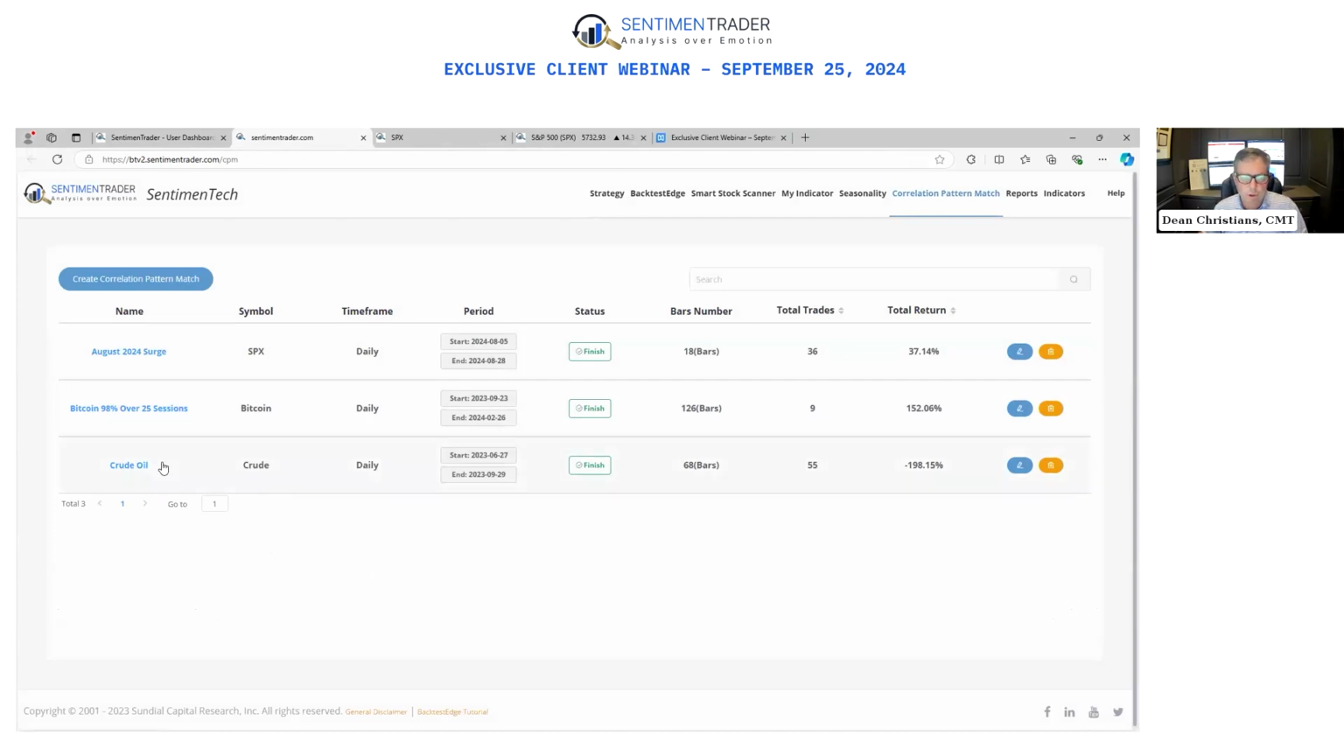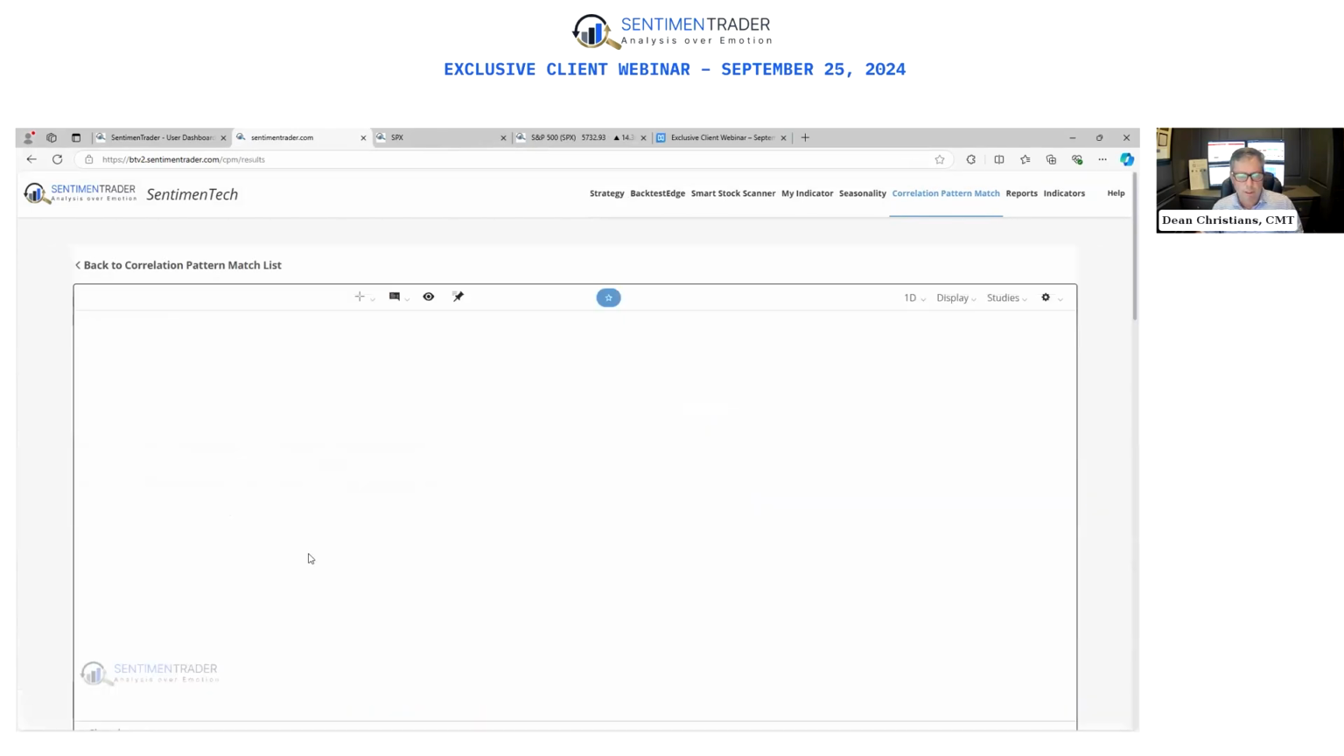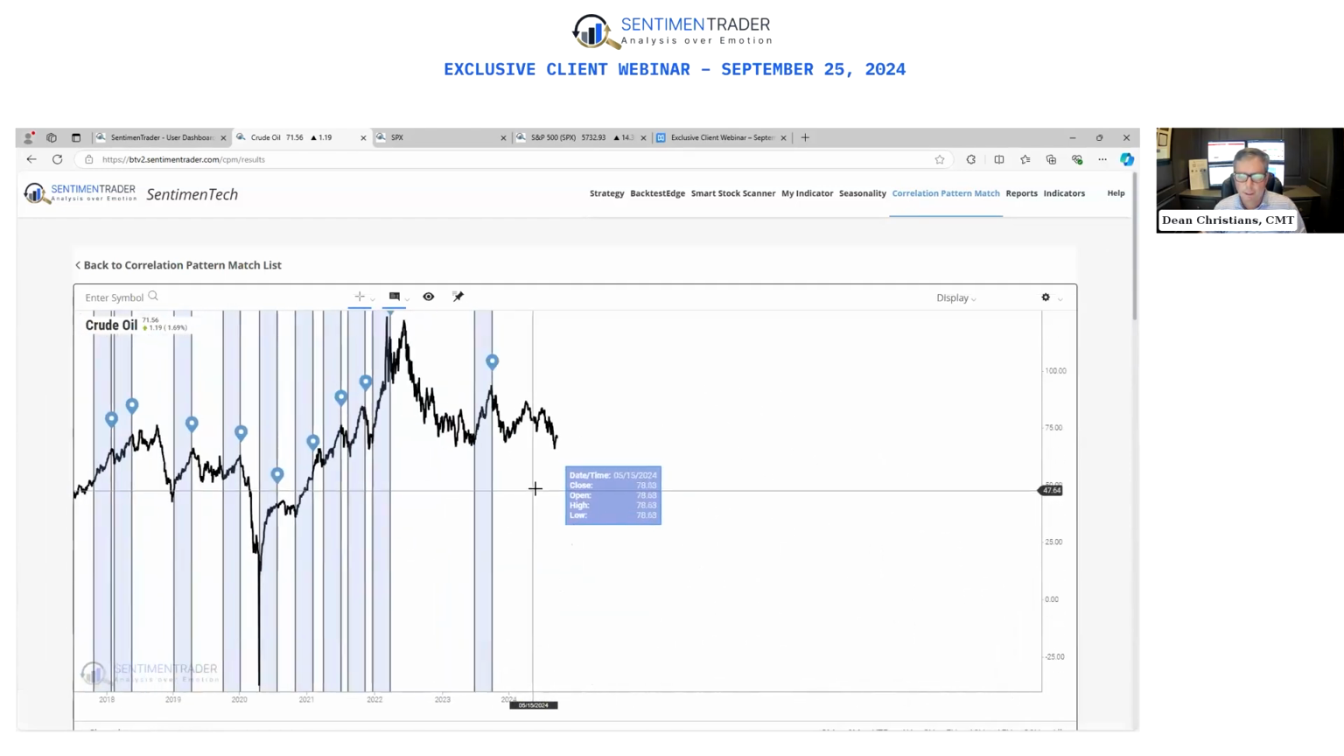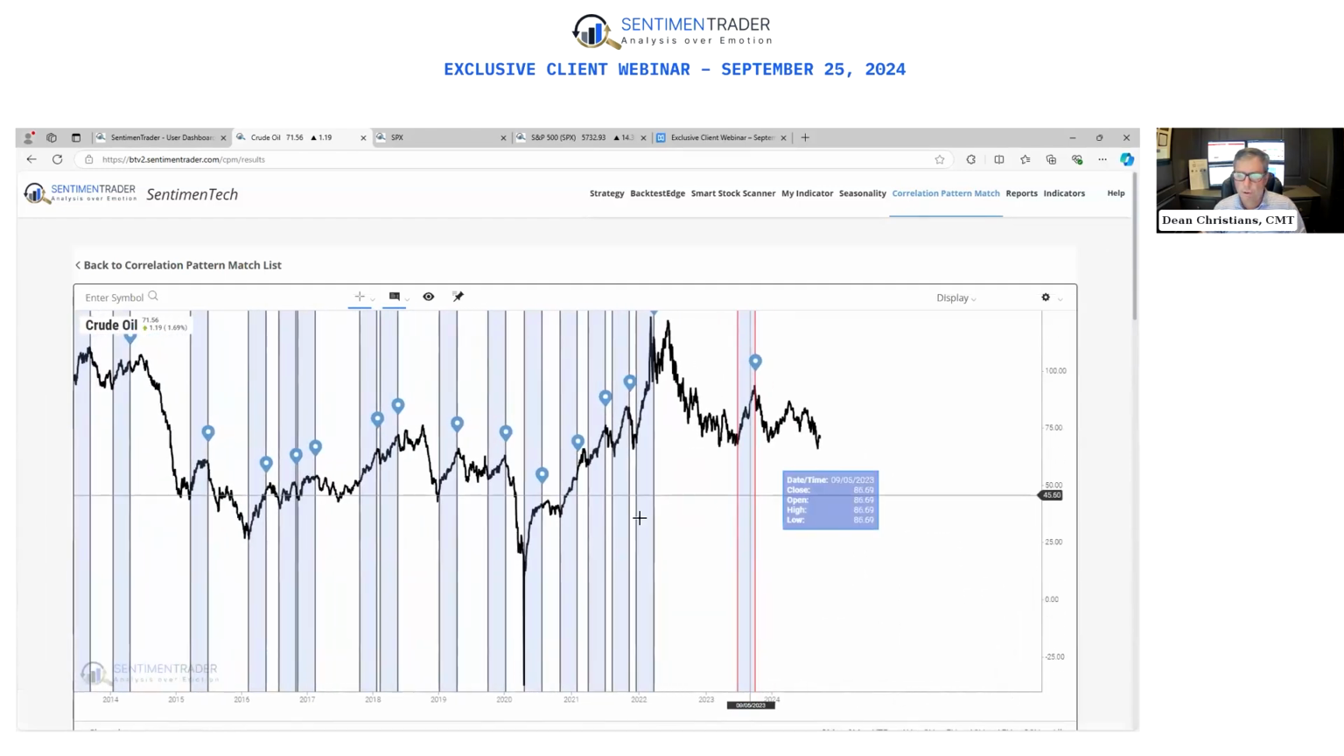And I mentioned this crude oil example in a research report not too long ago. But let's just take a look at crude oil. This is an example I was looking at one day when I saw that crude oil had gone up a significant amount. The time frame I was looking at was right here, the period between June of 23 and September of 23, so a multi-month period. And I said, all right, let's use the correlation pattern match tool to find other periods in history when crude oil has acted similarly to this.